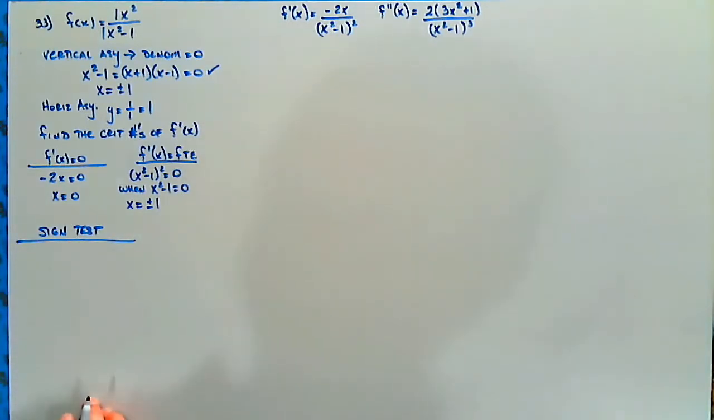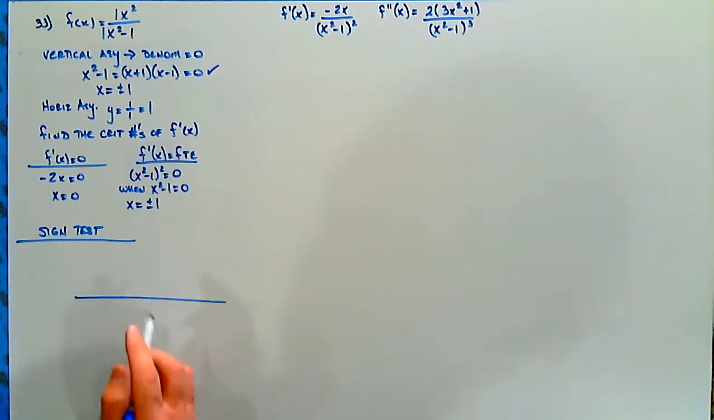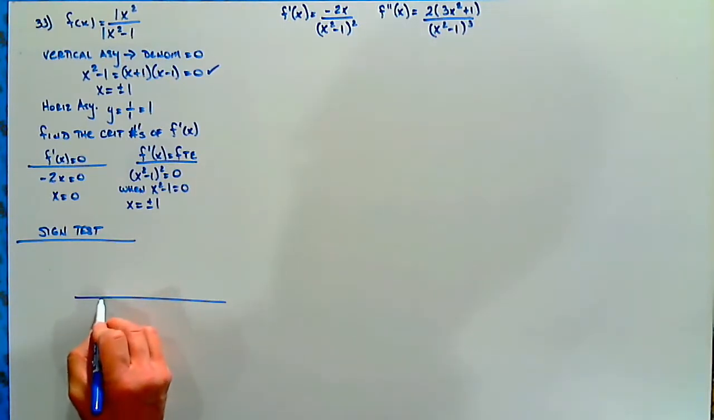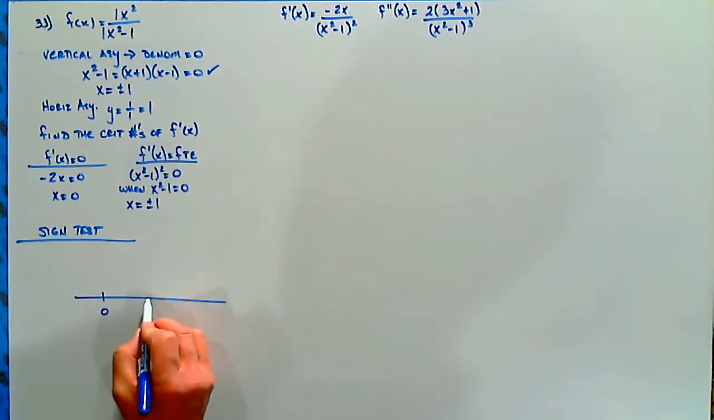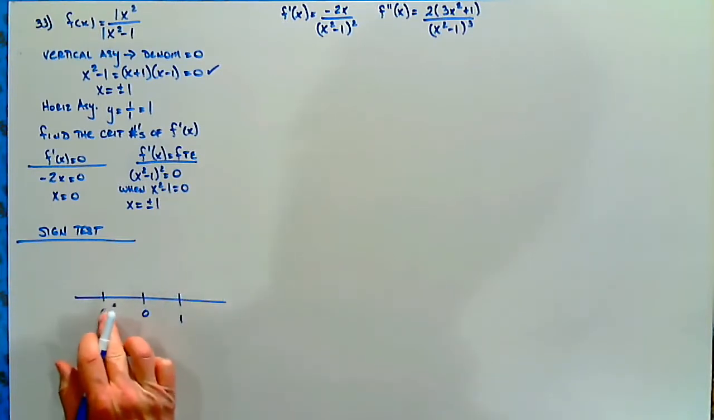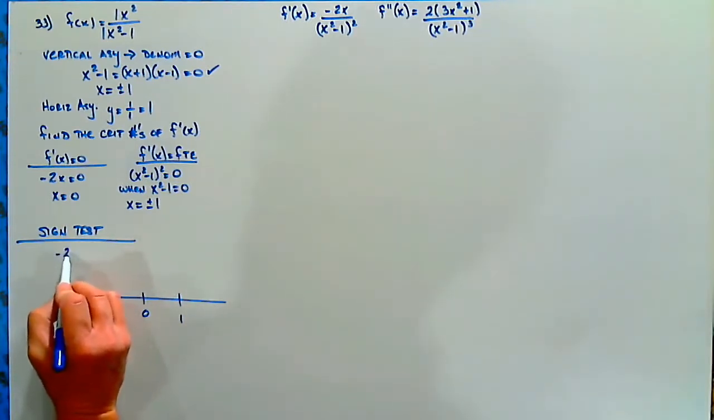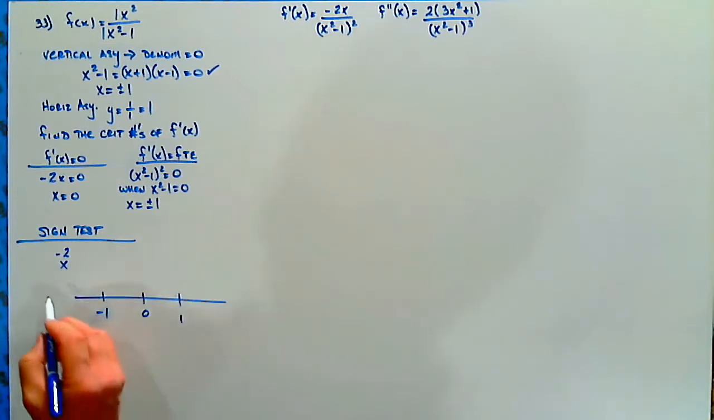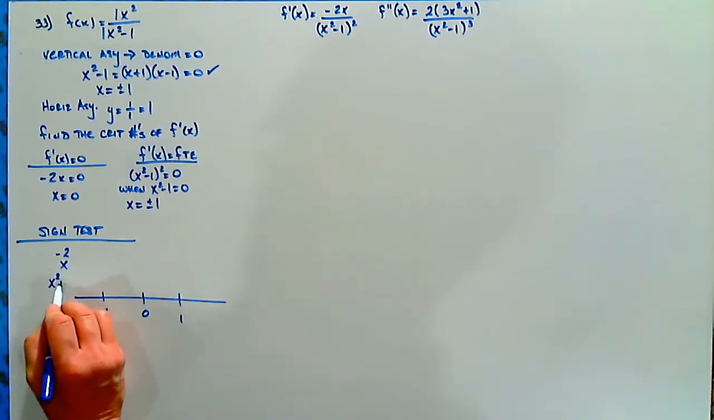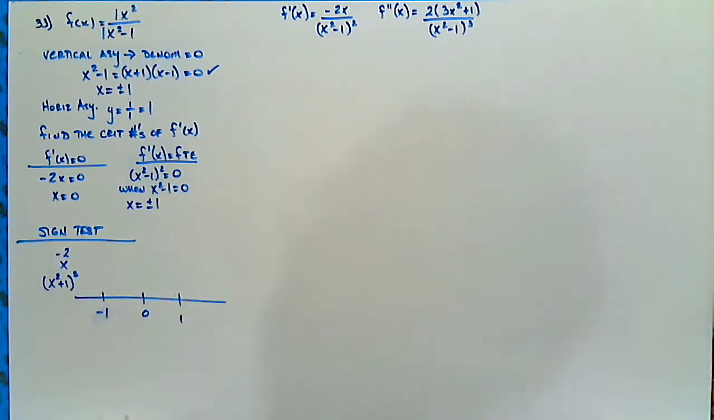So what do we do for the sign test? Well, we put down our critical numbers. We have 0, right? Well, I guess we'll put 0 here, won't we? We have positive 1, and we have negative 1. What are our factors? Well, we have a negative 2, we have an x, and we have x squared plus 1 quantity squared.